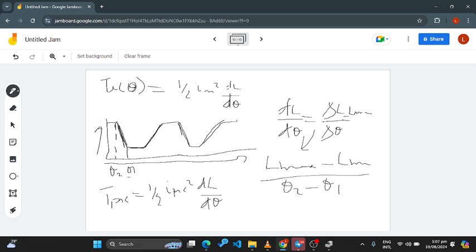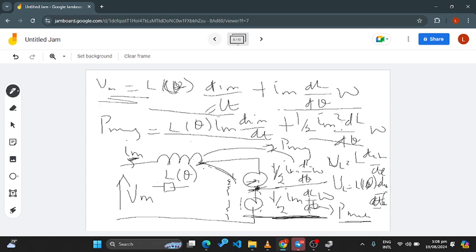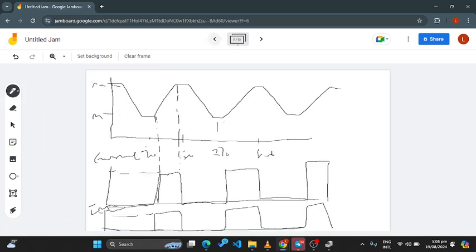Is that okay? So the change in this side is just going to be the maximum minus the minimum, and the change in the angle is just theta 2 minus theta 1. So that's this. And from the graph we have here, the peak torque occurs during the peak current. Is that okay?